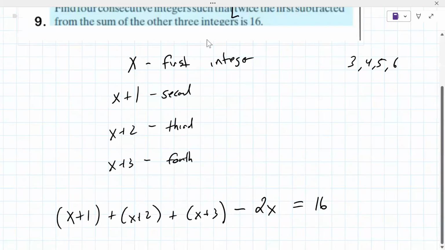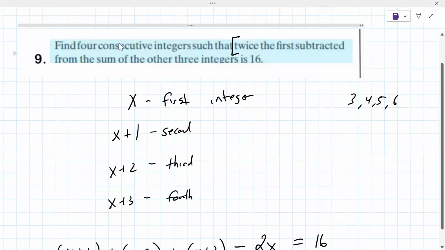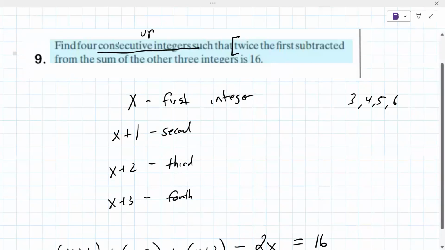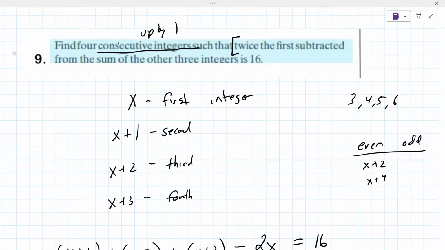So the sum of the other three integers, meaning the second, third, and fourth, 1, 2, plus 3, subtract twice the first, you get 16. How do you know if it's x plus one, x plus two, or x plus three, or if it's something different? Because they're consecutive integers, they're going up by 1. You'll see problems where it's even, and then it would be x plus 2, x plus 4. Odd would also be x plus 2, x plus 4, and so on.